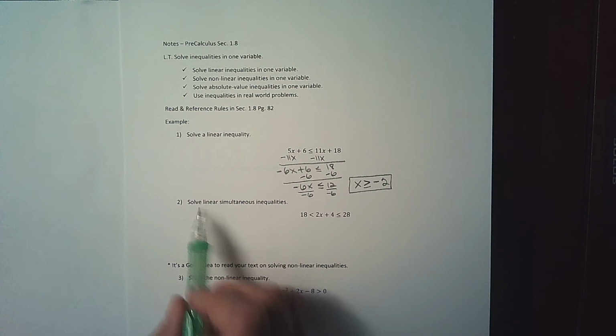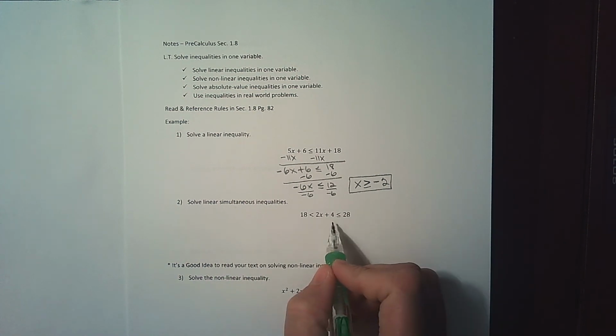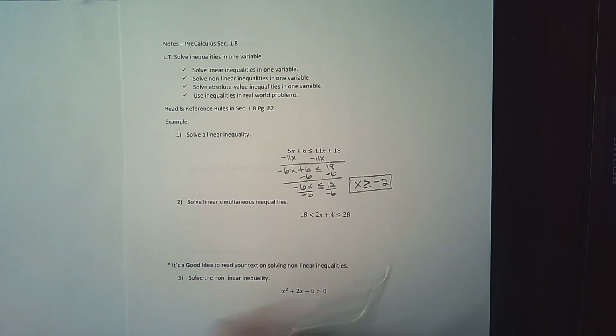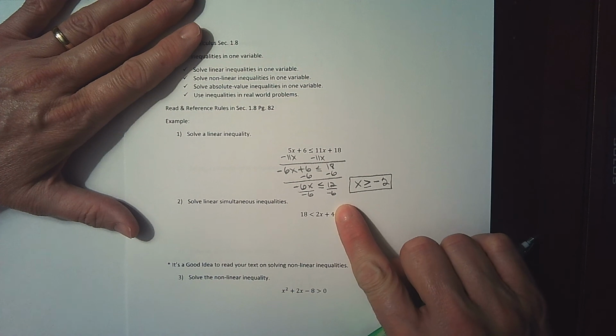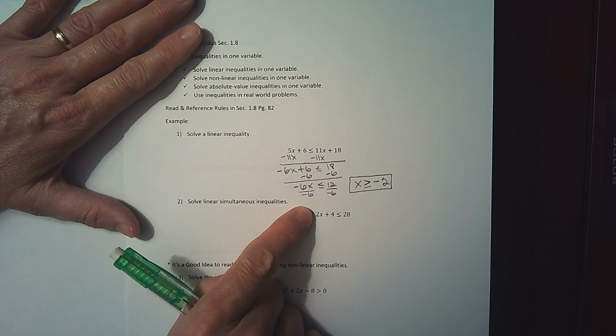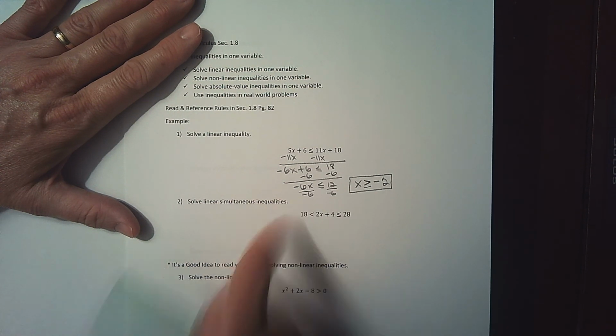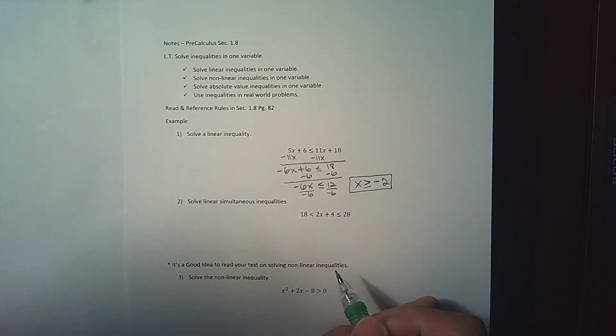All right, we're going to take a quick look at solving a linear simultaneous inequality. That is sometimes dubbed a sandwich inequality. We sort of got two different inequalities here. There's one sitting there, 18 is less than 2x plus 4, and also 2x plus 4 is less than or equal to 28. You can see why we call it a sandwich. This piece is sort of sandwiched in between the two inequality symbols.